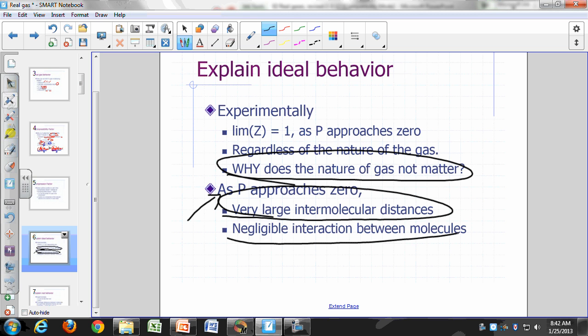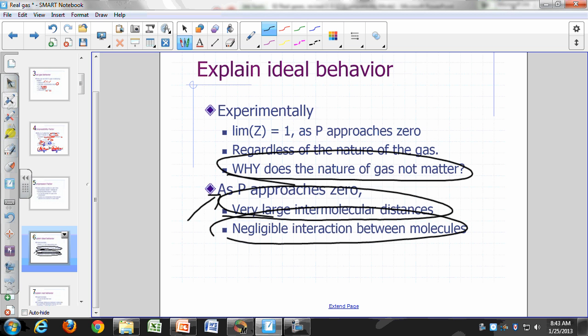So it's like saying, if you imagine molecules as people, you're in a big room. If the people are so far away that you can't tell one from another, there's minimal interaction between you two.